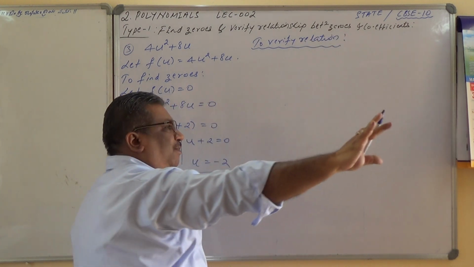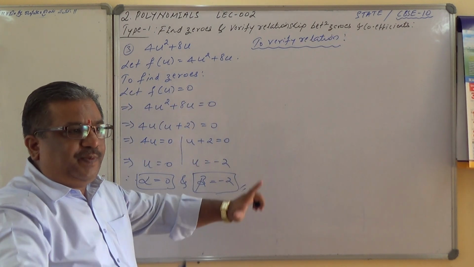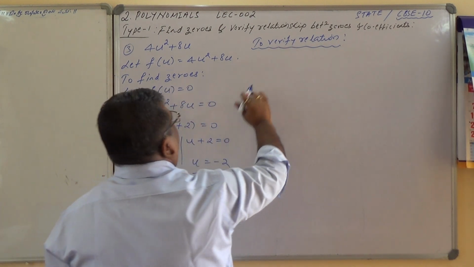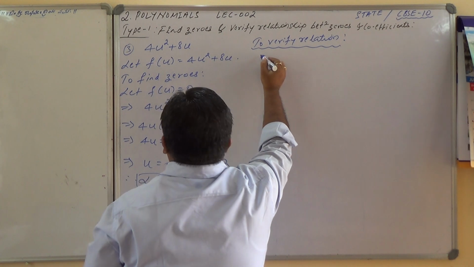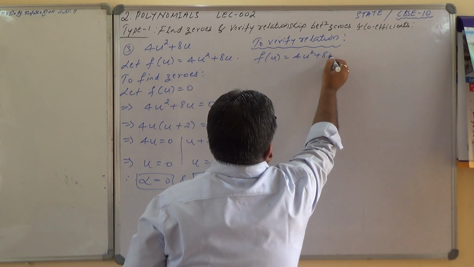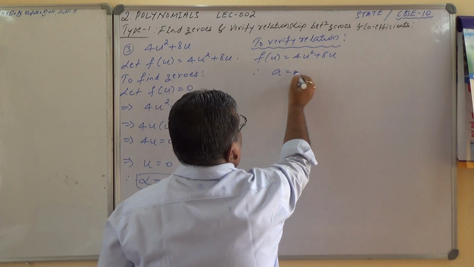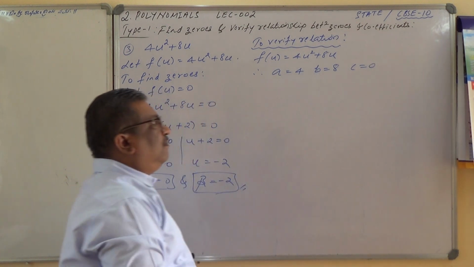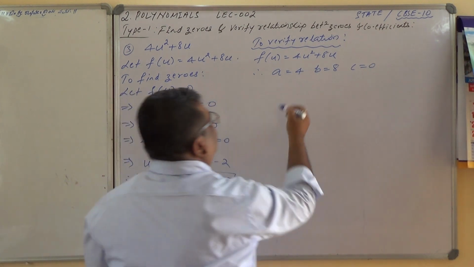To verify the relationship between zeros and coefficients is what your title should be in your answer script in the exams and all. So here once again I write, what is it that I have taken? F of u equals 4u square plus 8u. Therefore a equals 4, b equals 8, c equals 0. Is it correct? Because these are the coefficients here.